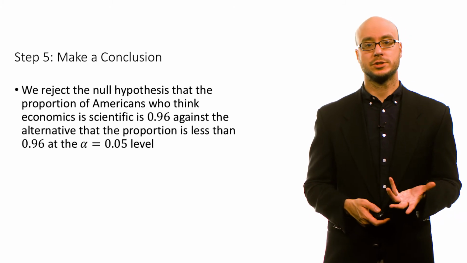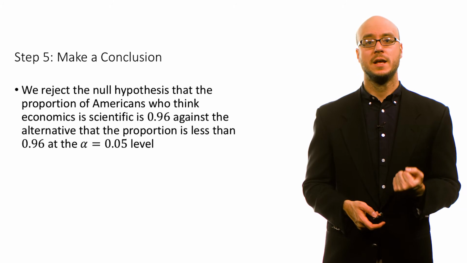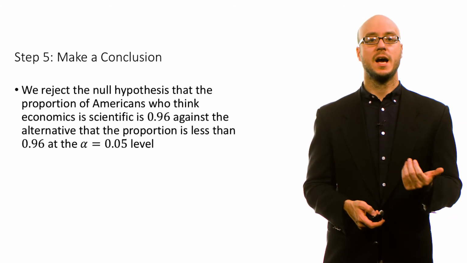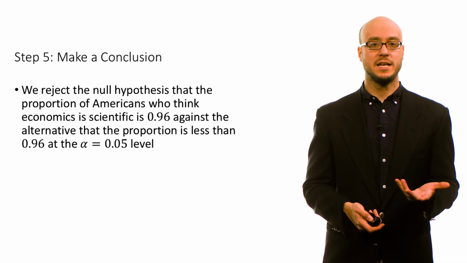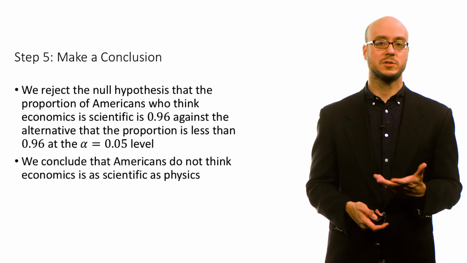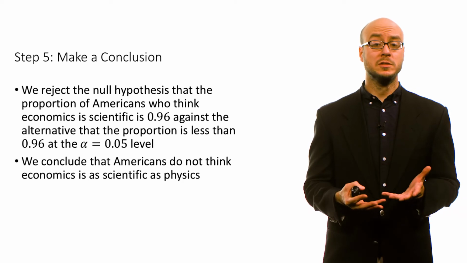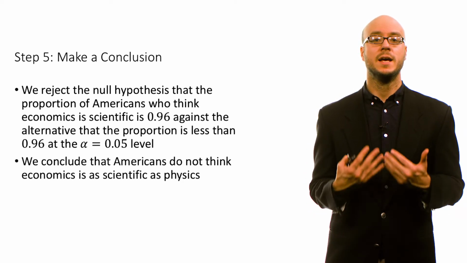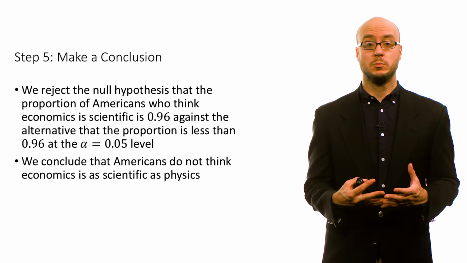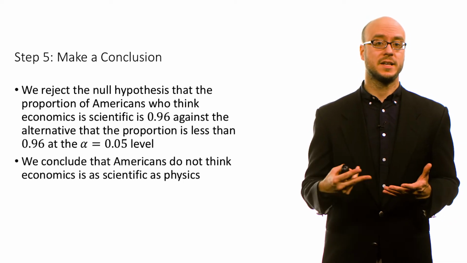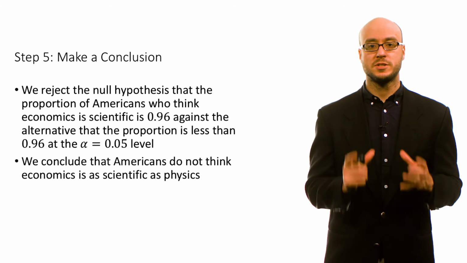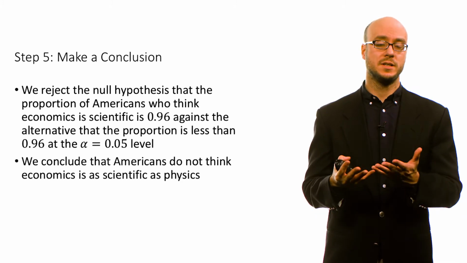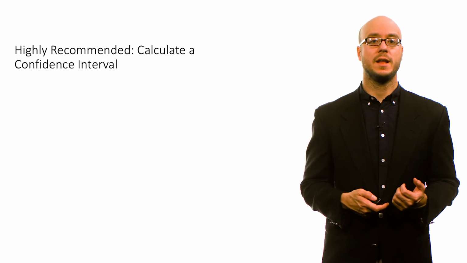Now we can make a conclusion. We reject the null that the proportion of Americans who think economics is scientific is 0.96 against the alternative that the proportion is less than 0.96 at the alpha equals 0.05 level. So we conclude that Americans do not think economics is as scientific as physics. Of course, maybe economics is as scientific as physics, but in terms of its perception among the American public, that is not the case. Americans view physics as much more scientific than economics.